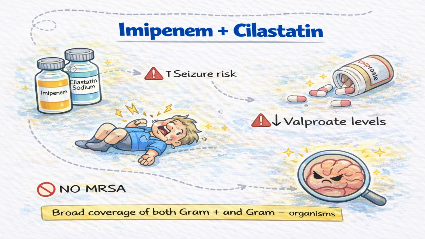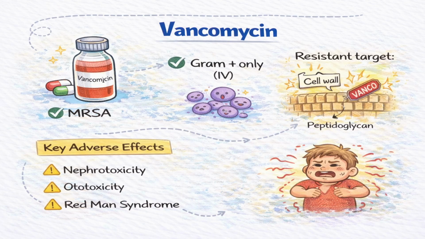Imipenem is given with cilastatin, which prevents renal degradation and increases the drug levels. Important adverse effects include seizure risk, especially in patients with CNS disorders. Imipenem also decreases valproate levels, increasing the risk of breakthrough seizures.